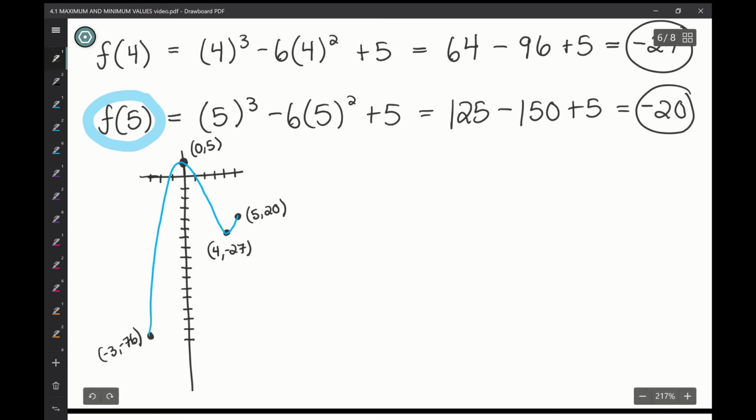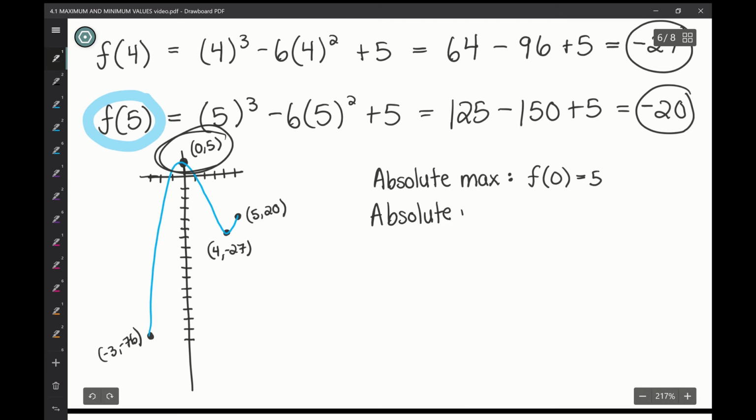Okay, so let's start by finding our absolute maximum. Our absolute maximum is right up here at f of 0 is equal to 5. Now let's find our absolute minimum, the very lowest number that we will reach. The lowest our function goes is that negative 76. So our absolute minimum is f of negative 3 is equal to negative 76.